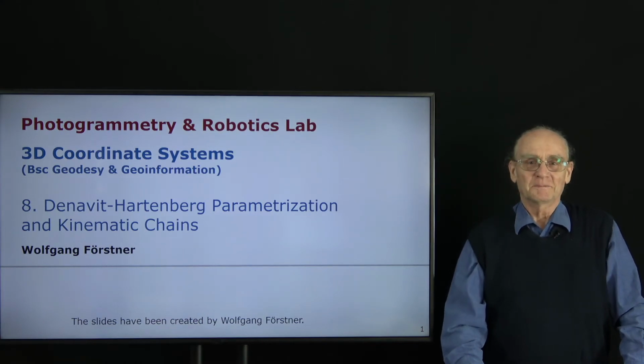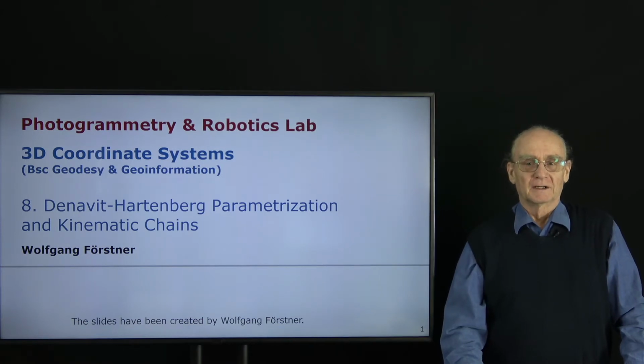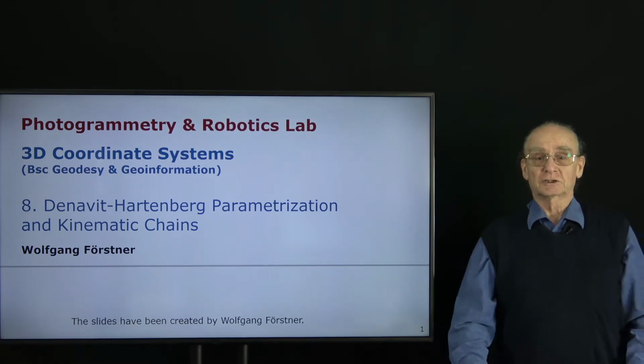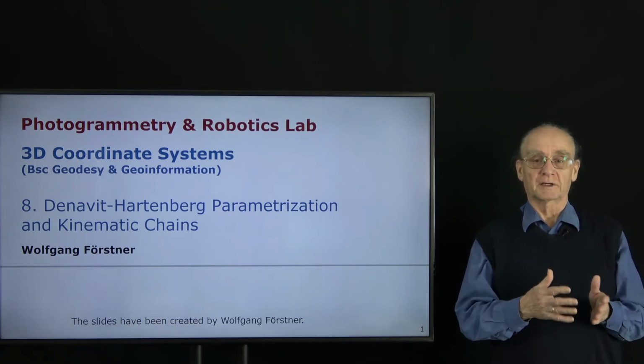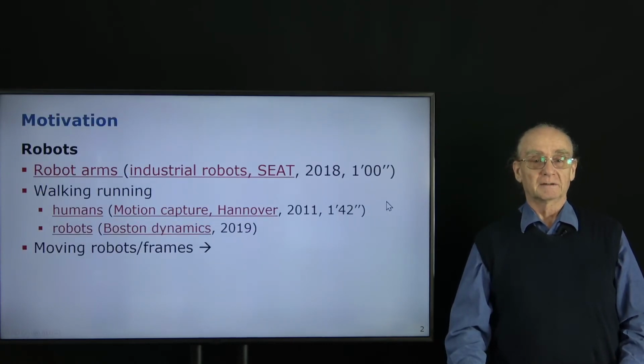Ladies and gentlemen, welcome to this 8th lecture on 3D coordinate systems. Today we will talk about an important application, namely robot arms. We want to model robot arms and describe their motion in 3D using what is called the Denavit Hartenberg parametrization, which is a special representation for kinematic chains, which are actually chains of motions described by their relative motions between neighboring frames. So let's start with some examples.